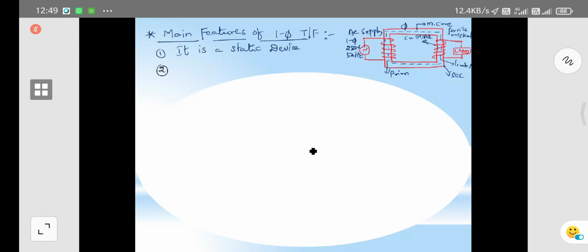It is static, and it transfers electrical energy from one circuit to another circuit through the medium of a magnetic field with a constant frequency. That is, without changing frequency, there is constant frequency. In the transformer, this is the magnetic core, which is made with ferrite or steel material, and the winding is made with copper or aluminum. This is the limb. In the magnetic core the flux is present. This is the primary side and this is the secondary side.